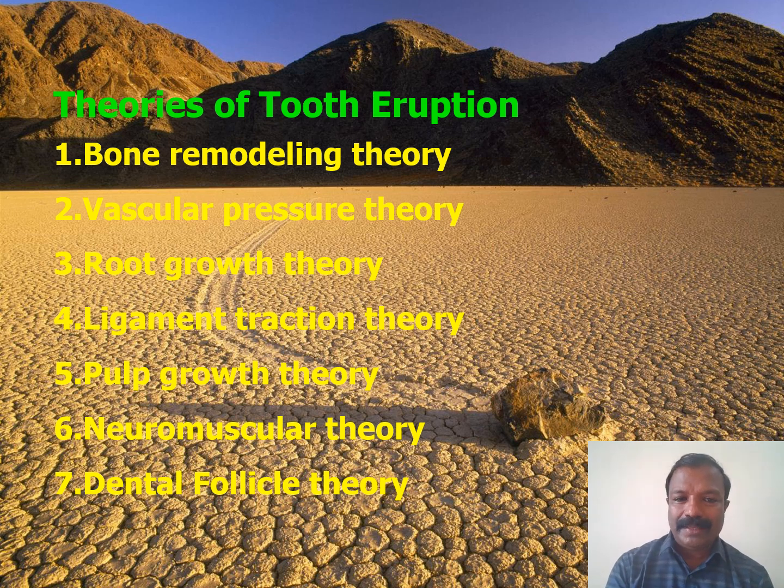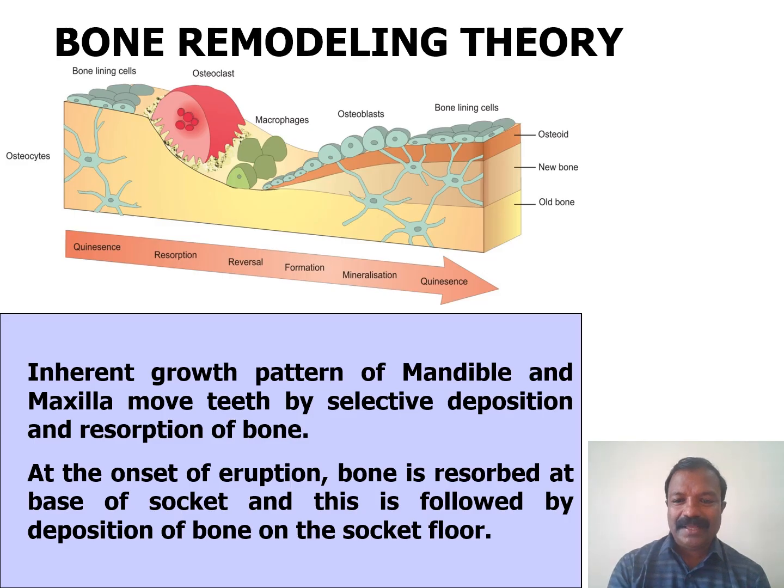We have the bone remodeling theory, vascular pressure theory, root growth theory, ligament traction theory, pulp growth theory, neuromuscular theory, and dental follicle theory. First is regarding the bone remodeling theory. So the inherent growth pattern of mandible and maxilla move teeth by selective deposition and resorption of bone. So at the onset of tooth eruption, bone is resorbed at the base of socket, and this is followed by deposition of bone on the socket floor.